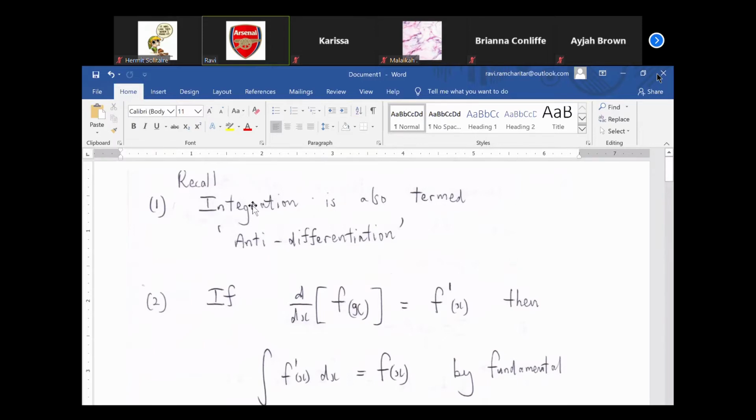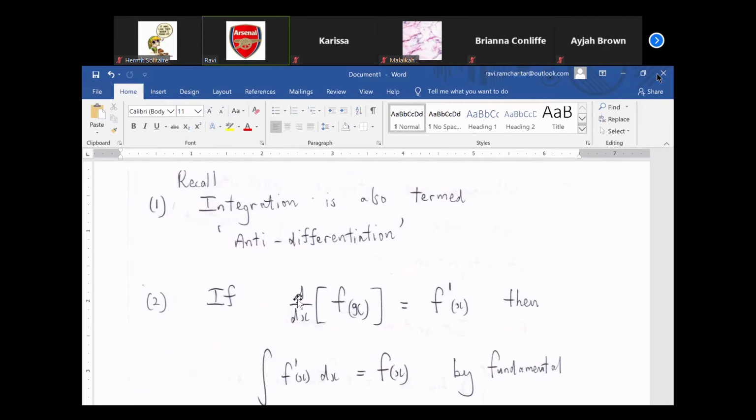We said that integration is also called anti-differentiation. The idea is that if I have a function and I integrate it, then to get back the original function, I can differentiate. So they are effectively opposites. You can think of it as simply as addition and subtraction. We know that addition and subtraction are opposite operations, or inverse operations. The same is true for differentiation and integration.